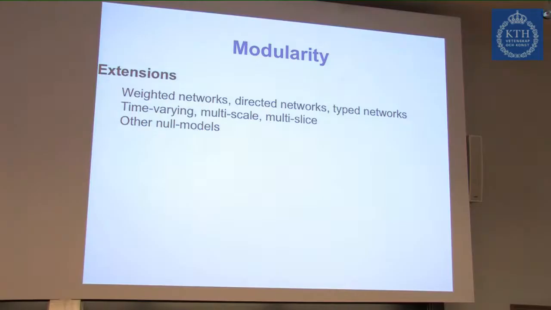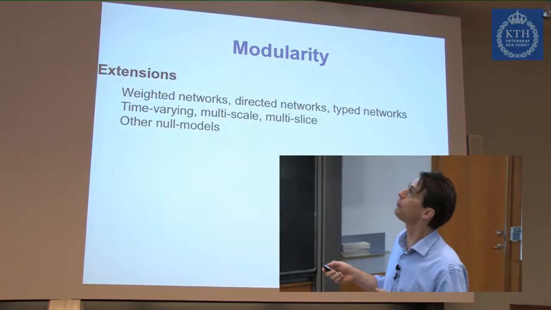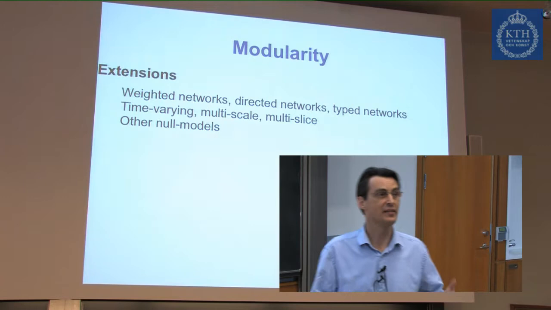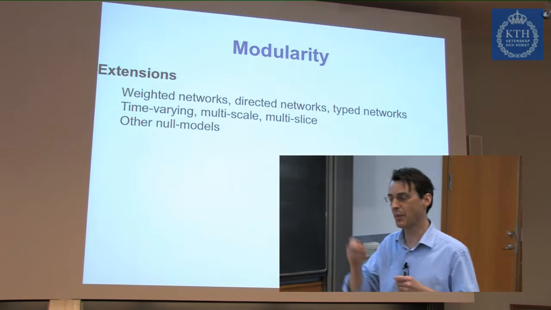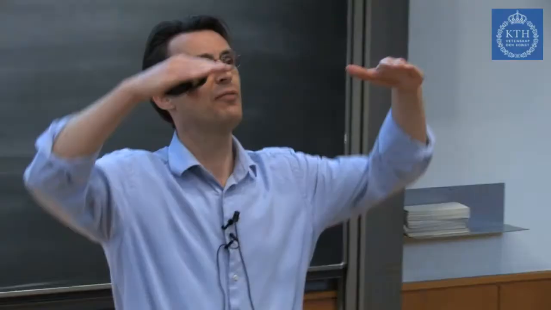Well, I've introduced it here for a very simple situation, but it has been extended in a number of additional contexts, including one where you have networks that are weighted, you have direction on the edges, so you have arrows on the edges, A points to B, it's not the same as B pointing to A. You have typed networks, you have time-varying networks, you have multi-scale, meaning that you may have the same set of nodes, but then you may have different sets of edges.